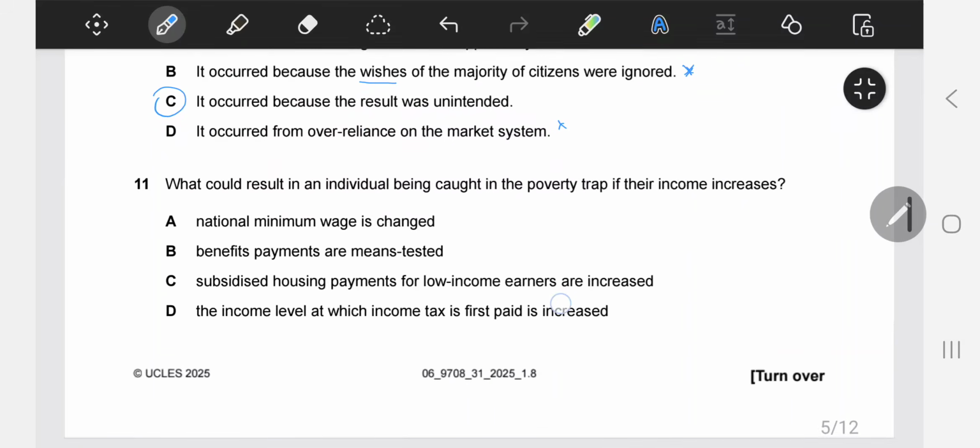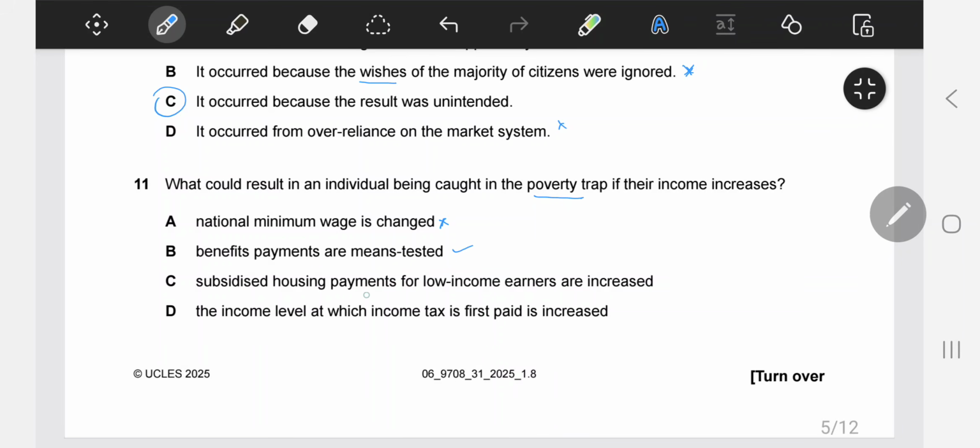Let's move on to 11. What could result in an individual being caught in the poverty trap if their income increases? So the income increases, maybe they enter into a tax bracket where they are now being taxed, and therefore they end up in the poverty trap. So if the minimum wage is changed, this one I'm not so sure. Benefit payments are means tested. So this means that before you receive a benefit, now they have to look at your income and your data, and this could be it.